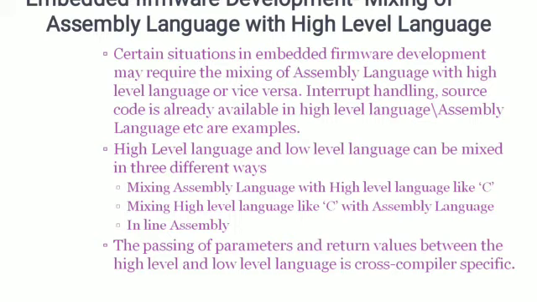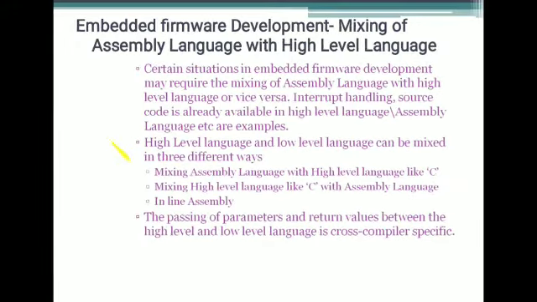Certain situations, embedded firmware development may require the mixing of assembly language with high level language or vice versa. Interrupt handling source code that is already available in high level language or assembly language, etc. are examples. High level languages and low level languages can be mixed in three different ways. Mixing assembly language with high level language like C, mixing high level language like C with assembly language, and inline assembling. The passing of parameters and return values between high level and low level language is cross compiler specific.